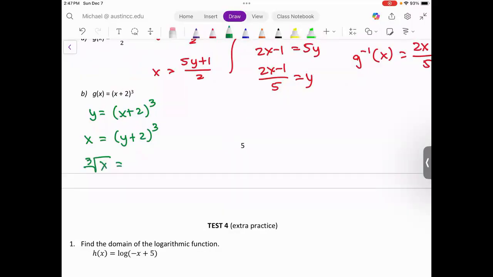So that means the cube root of x equals y plus 2, or the cube root of x, we subtract 2 from either side, equals y. So give it our inverse name. Inverse of g of x is the cube root of x minus 2.